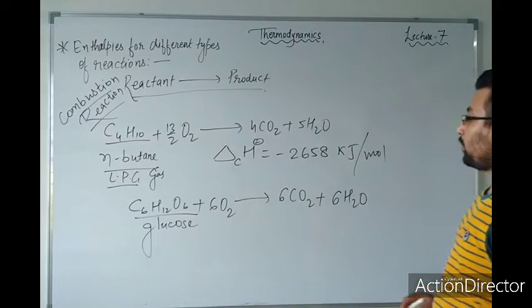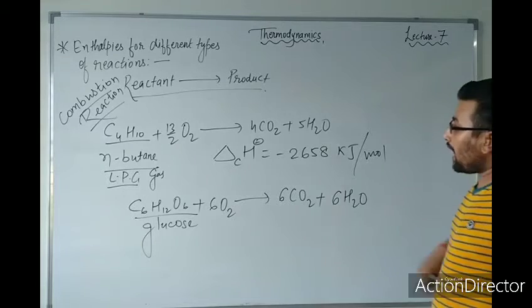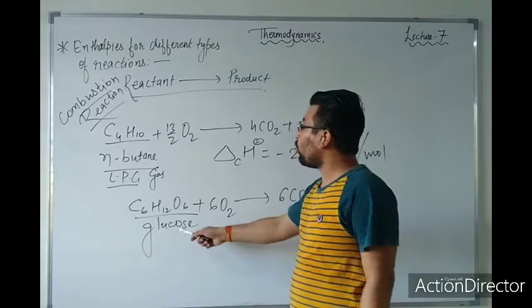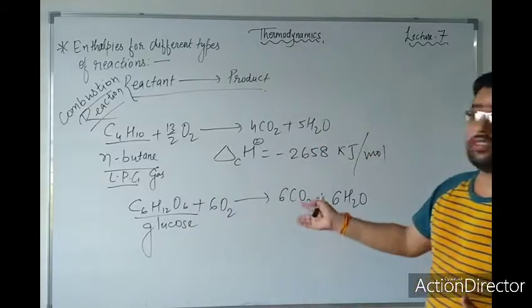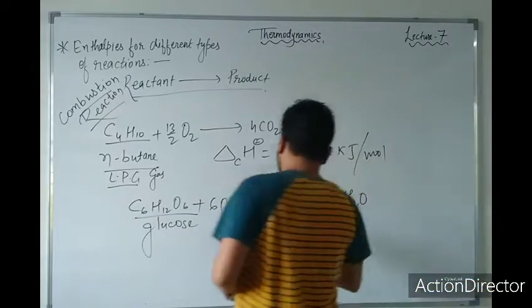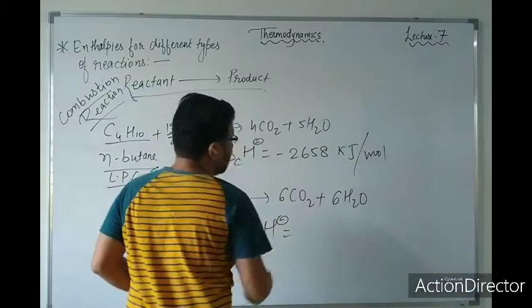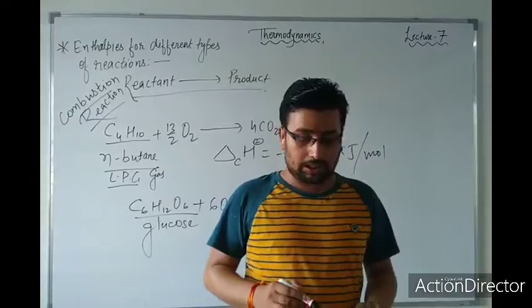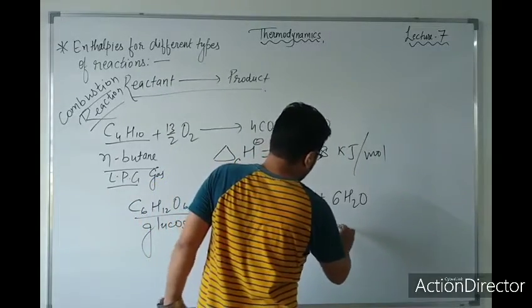Is there anything else produced? Should you tell me? Nothing. There's nothing produced. So you can see here, as what I have done, this is also an exothermic reaction. Glucose has burned. So here delta Hc value, can you tell me what will be the combustion enthalpy's value? That is 2802 kilojoule per mole.